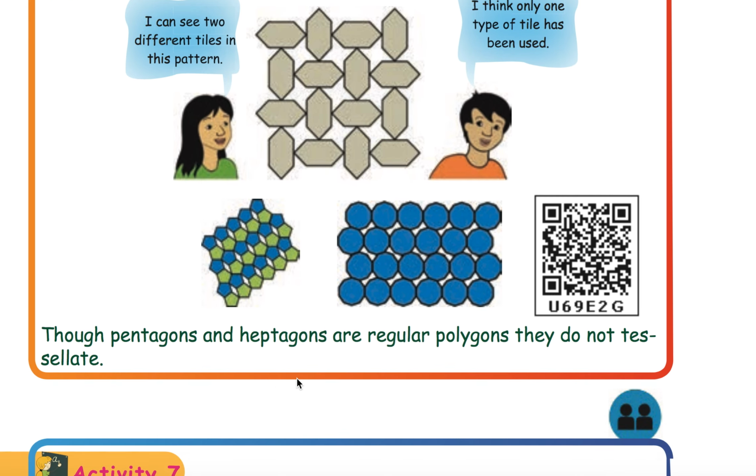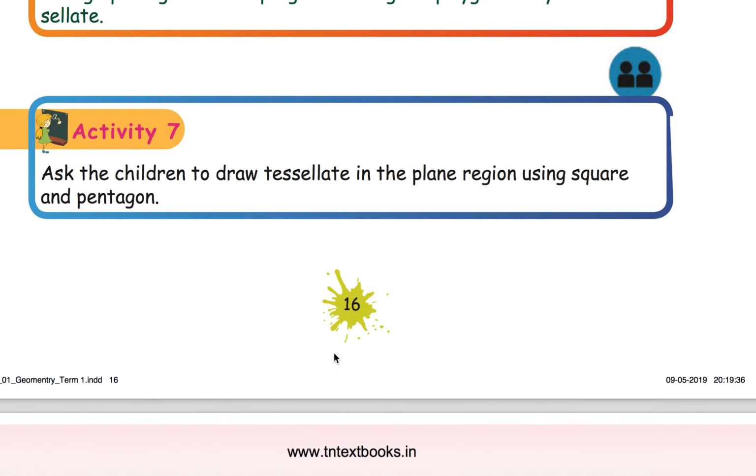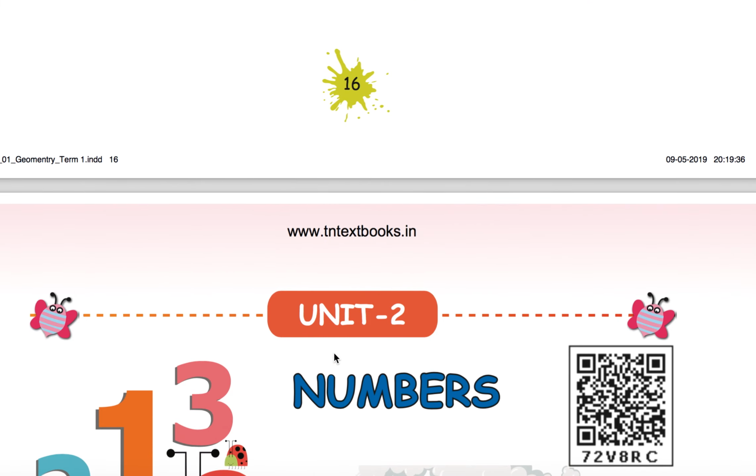So the pentagons and heptagons are regular polygons. They do not tessellate. Ask the children to draw a tessellation in the plane region using square and pentagon.